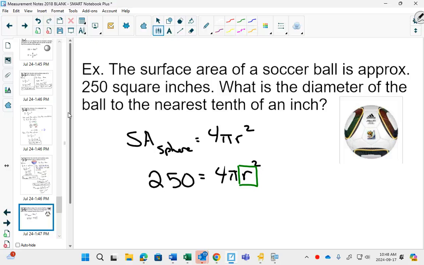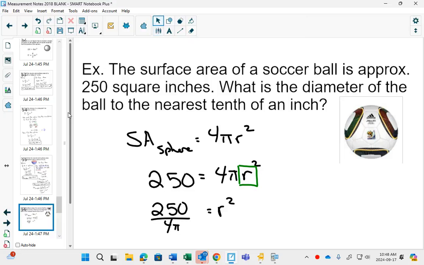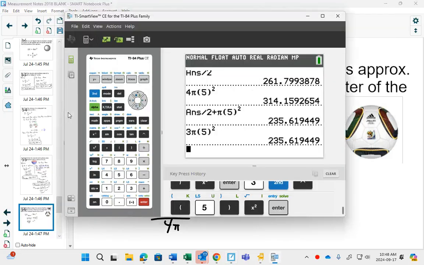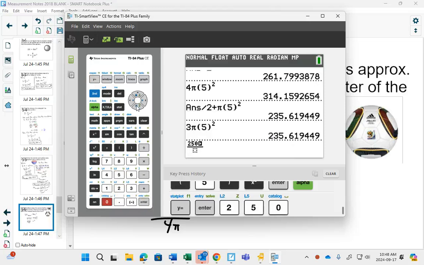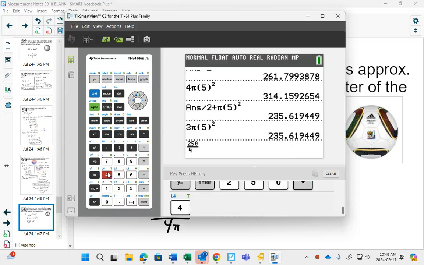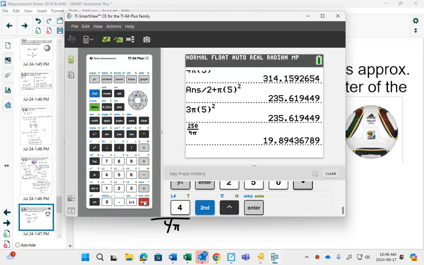So now I'm going to get this r squared by itself, right? I'm multiplying by 4 pi, so the opposite would be dividing by 4 pi. Again, type this into your calculator, see if you get the same answer as I do. 19.894.